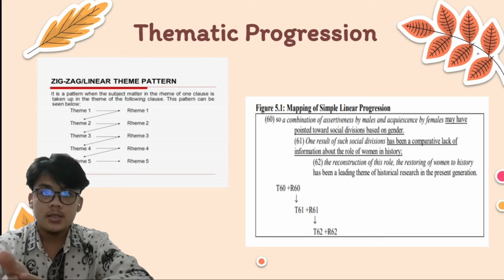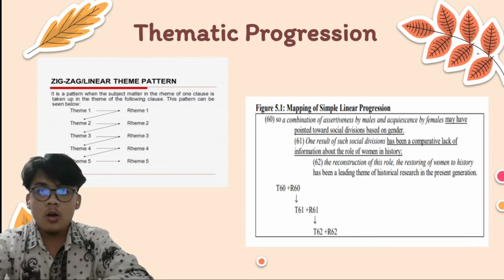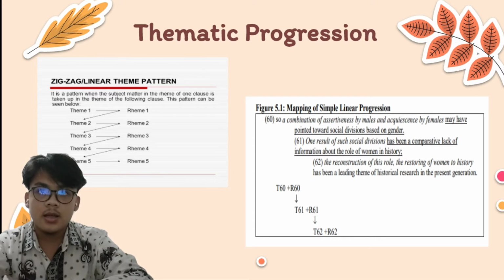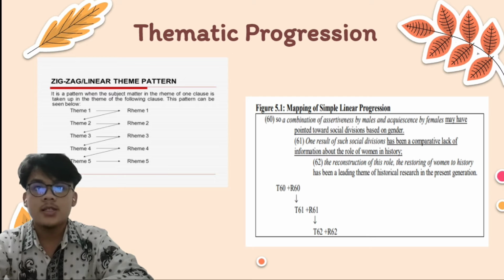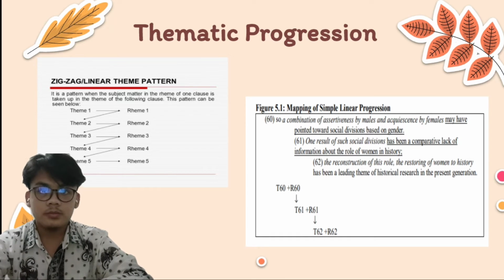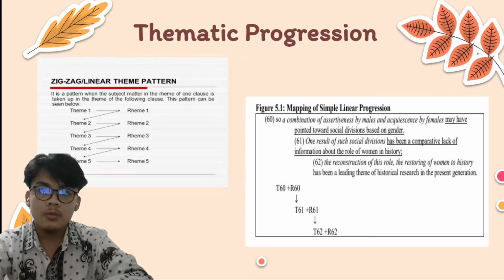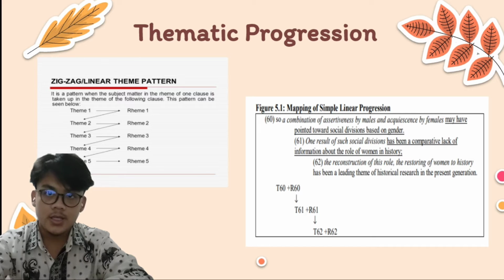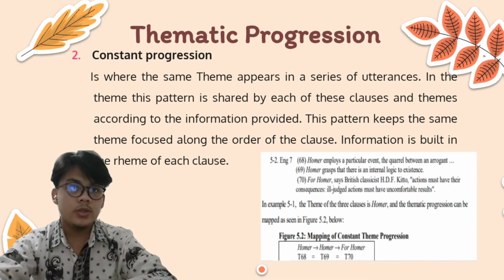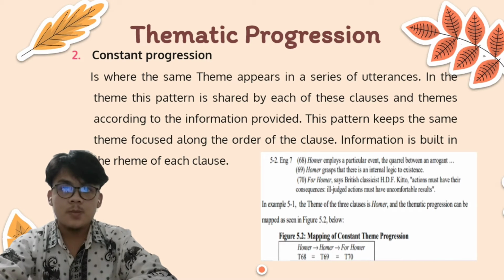For example, I have a sentence here, number 60: So a combination of assertiveness by males and accusation by females may have pointed toward social division based on gender. And next, number 61: One result of such social division has been a comparative lack of information about the role of women in history. Move again to number 62: The reconstruction of this role, the restoring of women to history, has been leading them to historical research in the present generation.